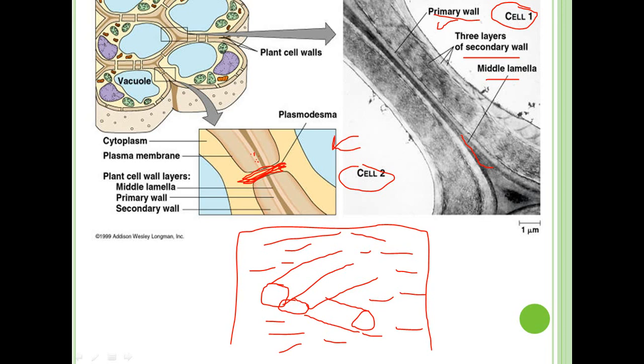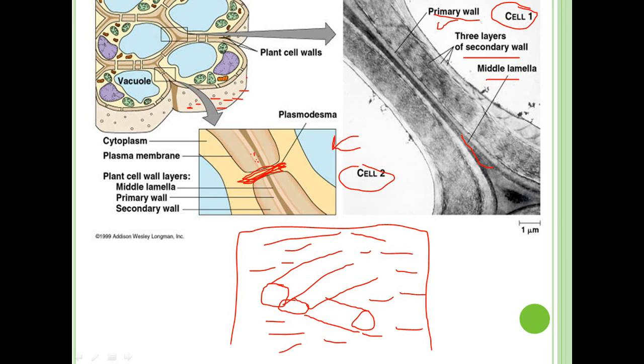And why do we say a plural? Why did we make a plural word for this? Because a plant cell has more than one plasmodesma. See these holes? These are a lot of plasmodesma. Called as a plural, we say plasmodesmata.